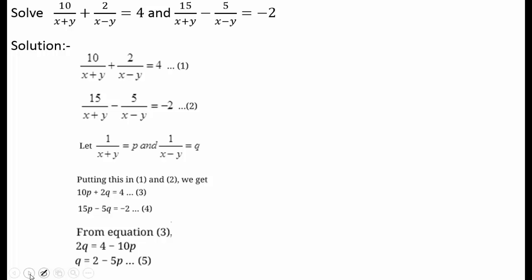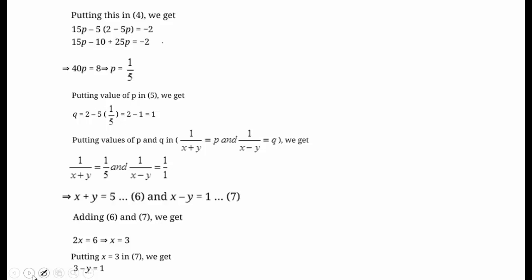Student, I'm repeating this question again. First of all, we let 1 by x plus y be p and 1 by x minus y be q. After this, equation numbers 1 and 2 are converted into equation numbers 3 and 4. On solving equations 3 and 4 by either method, you will get the values of p and q. 1 by 5 is my value of p and 1 is my value of q.